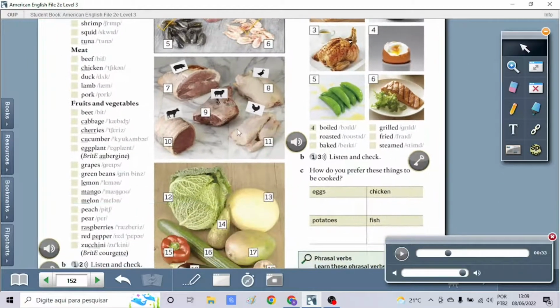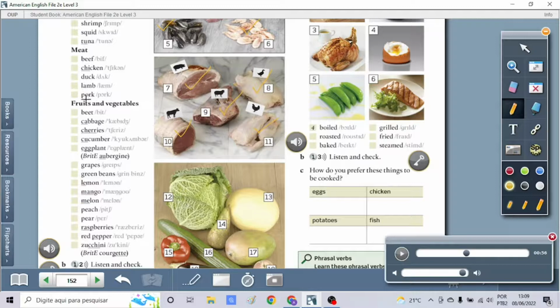Meat. 10. Beef. 11. Chicken. 8. Duck. 9. Lamb. 7. Pork.